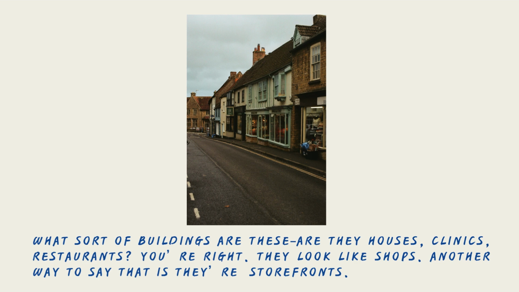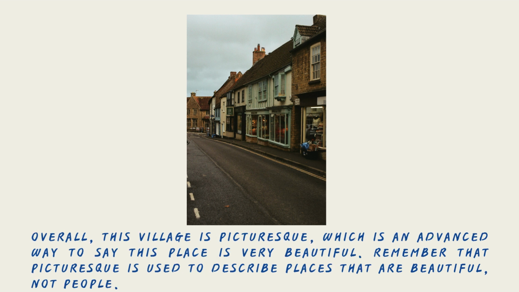What sort of buildings are these? Are they houses, clinics, restaurants? You're right, they look like shops. Another way to say that is they're storefronts. Overall, this village is picturesque, which is an advanced way to say this place is very beautiful. Remember that picturesque is used to describe places that are beautiful, not people.